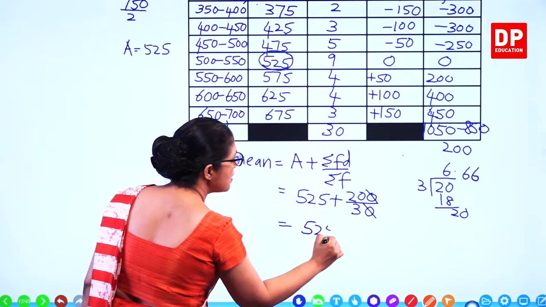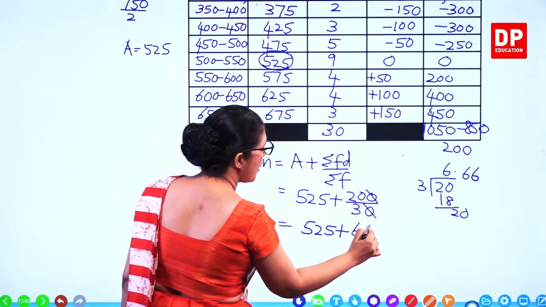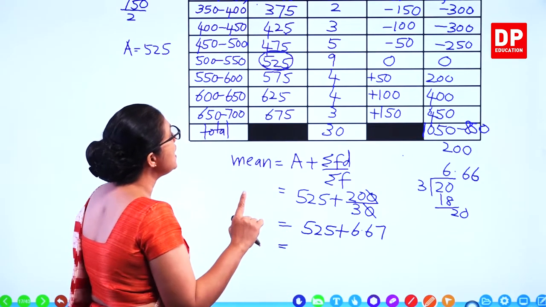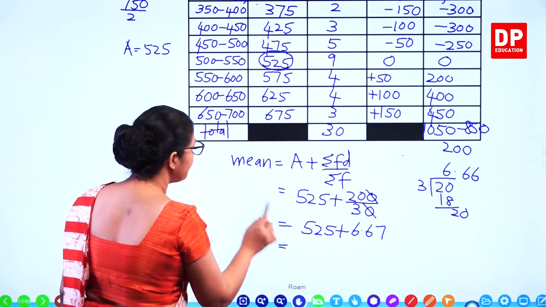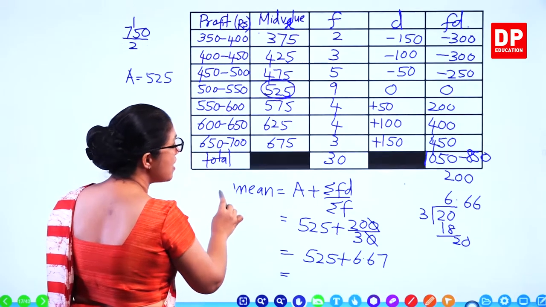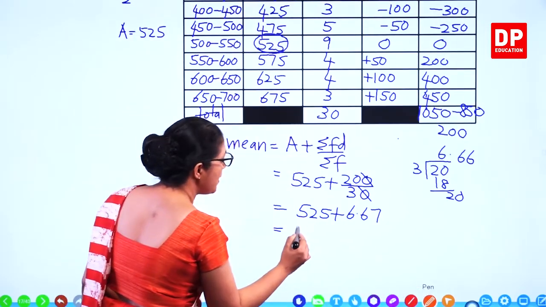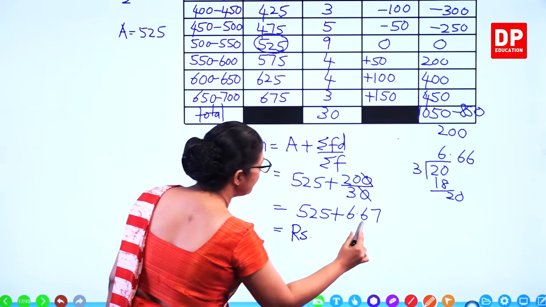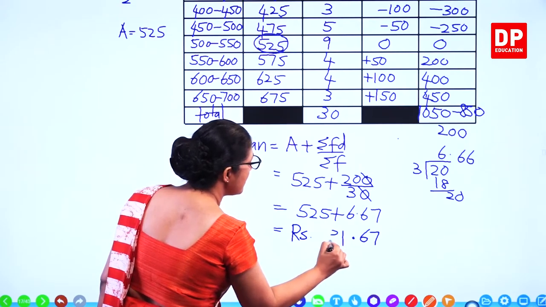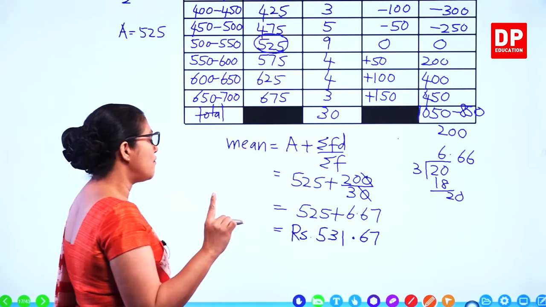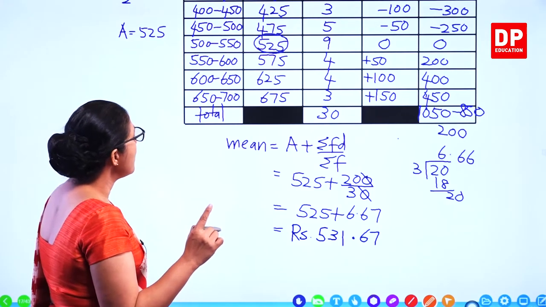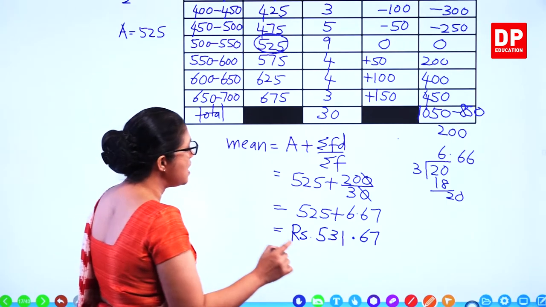So 525 plus 6.67. So that's the mean income, mean profit gained by the seller during a day. So that's in rupees. So what's the value? 6 plus 5, 11, 3, 1. So 531 rupees and 67 cents is the profit per day, the mean profit.